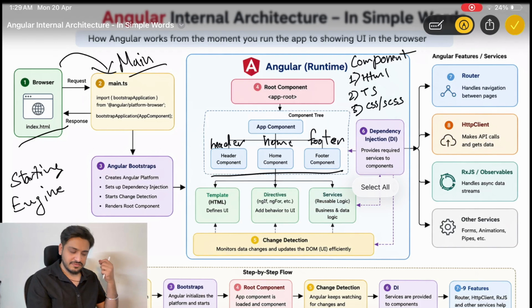Now the service file. A service file contains all your API logic, your authentication logic, your shared data, and utility items which you will be sharing all over the application. Then we have change detection. The major role of change detection is to detect the change and update the UI without reloading your application. So let's take an example.